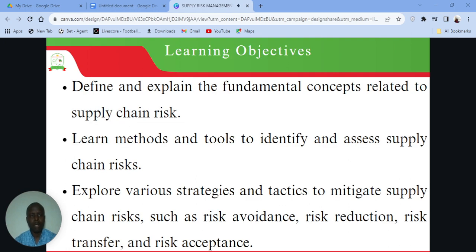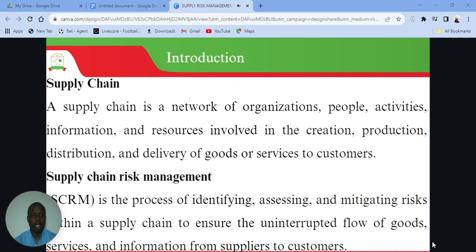By the end of the discussion, we expect that you're going to be able to define and explain various fundamental concepts that are related to supply chain risks, that you're also going to learn methods and tools to identify and assess supply chain risks. And finally, you will also be able to explore various strategies and tactics to mitigate supply chain risks. For example, what we call risk avoidance, risk reduction, risk transfer, and risk acceptance.